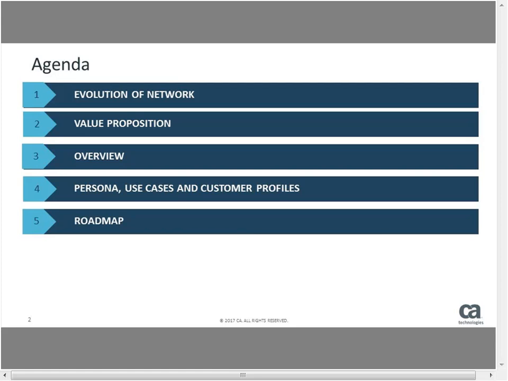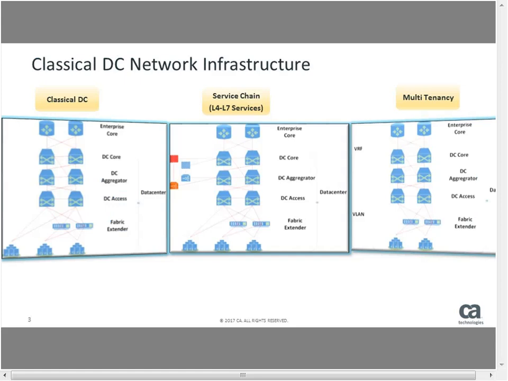So starting with the evolution of the network, this is how your classical data center infrastructure network would look. Starting from the top, you would have the enterprise core. Depending on the enterprise, you will have a DC core, aggregator, and access, from where your resources, your VMs and hosts, are connected to this network. Depending on the bandwidth requirement, you may or may not have a fabric extender in between.